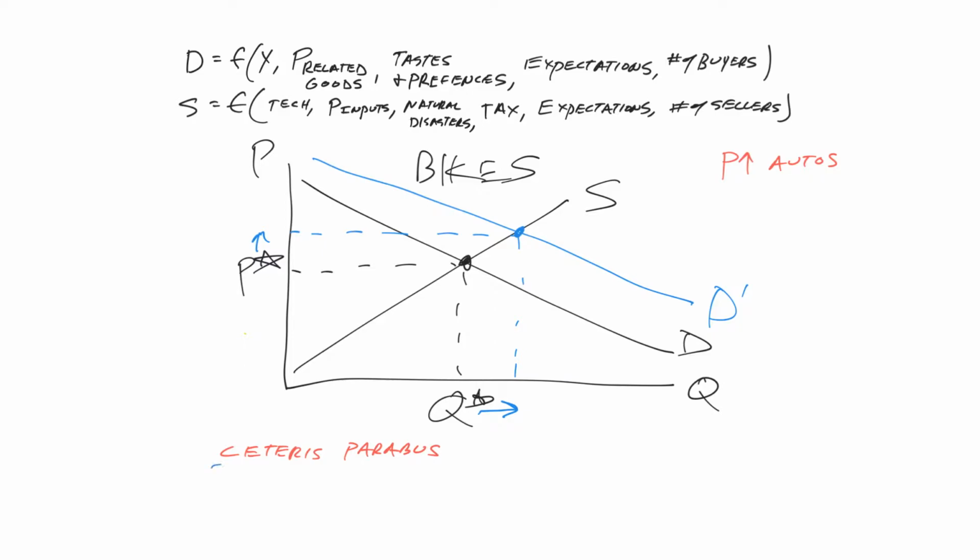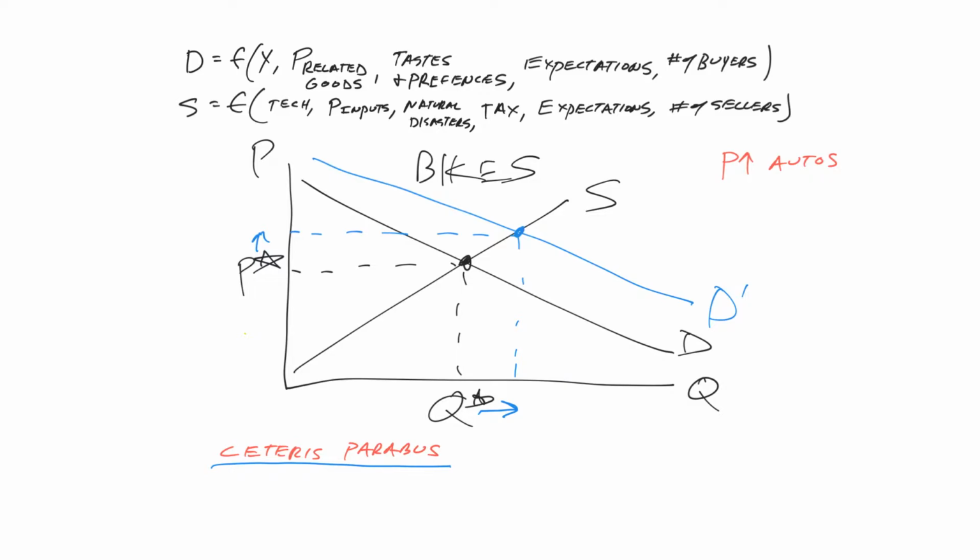Again, this is ceteris paribus, all else equal. So when the price of autos goes up, we're holding tastes and preferences, expectations, number of buyers, technology, the whole thing. Everything else is constant. We're changing one variable at a time, and that's the only way we can determine the impact of the change in that one variable.